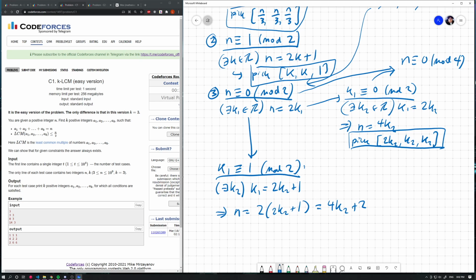And so now we can just pick 2k2, 2k2, and 2, right? Because here their LCM is 2k2, which is less than n over 2, because n over 2 would be 2k2 plus 1, right?